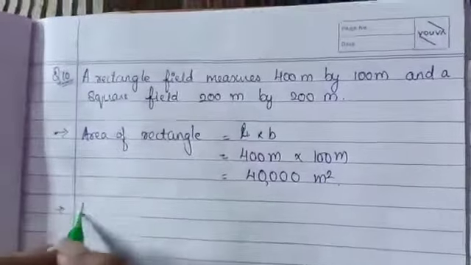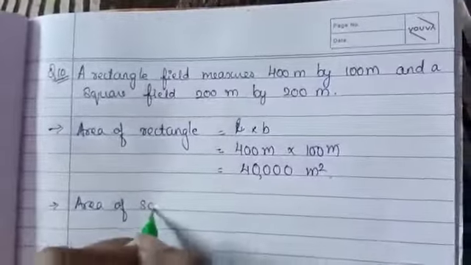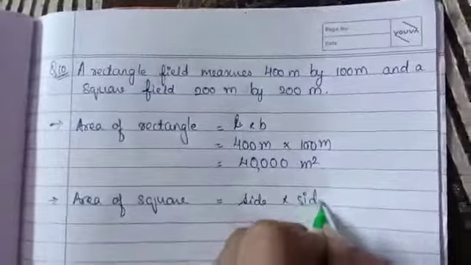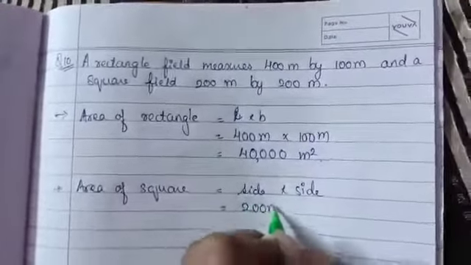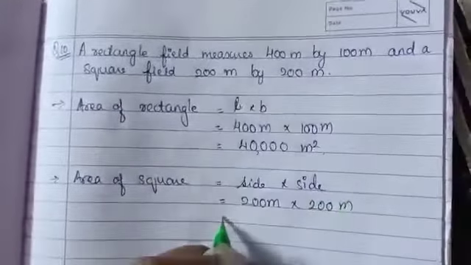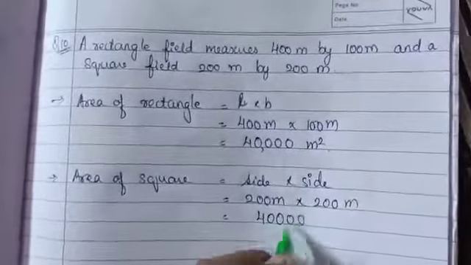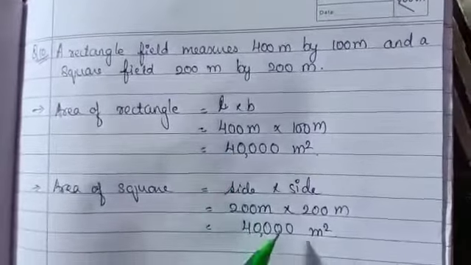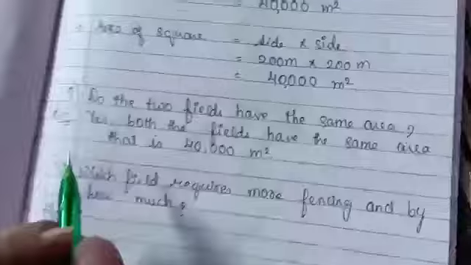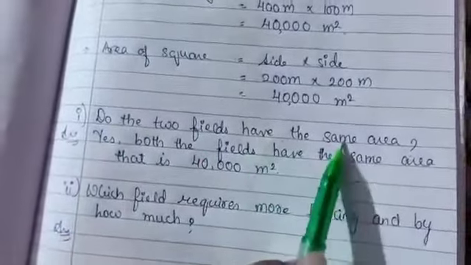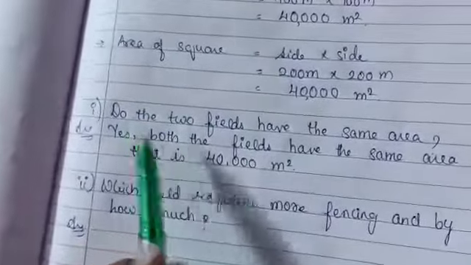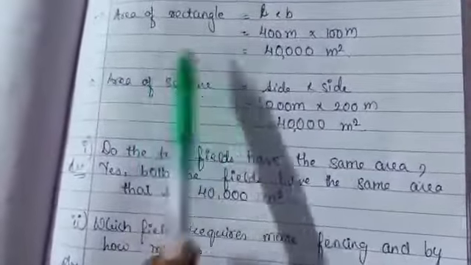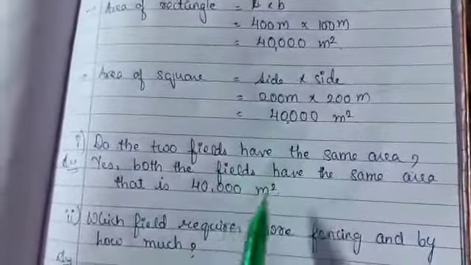Now we will go to the area of square. Area of square equals side multiplied by side. So side is 200 meter multiplied by 200 meter. So 2 2s are 4 and 1, 2, 3, 4 zeros. 40,000 square meter. So here both answers are the same. Now we will read the next question. The question is, do the two fields have the same area? So what will be the answer? Yes, both fields have the same area, that is 40,000 square meter. We can see the area of a rectangle as well as the area of the square, both have the same answer.